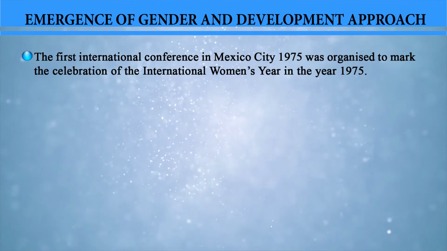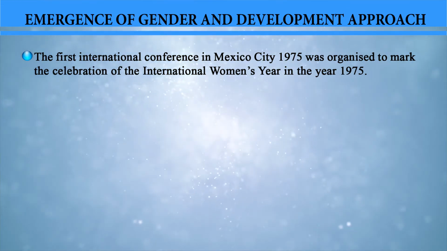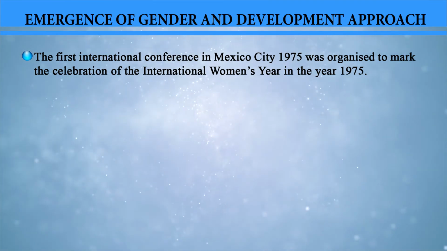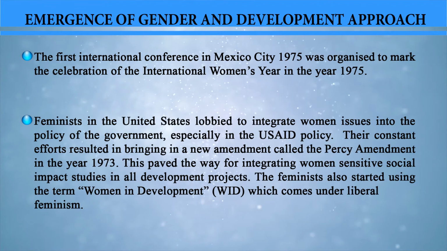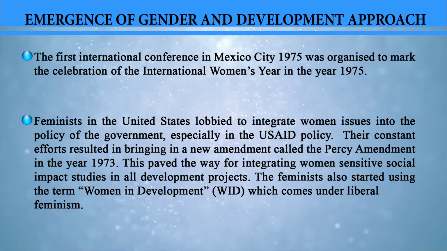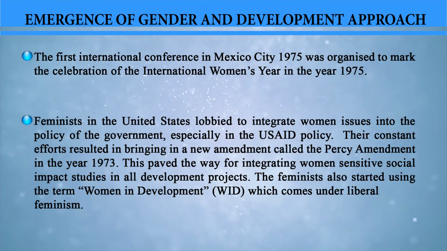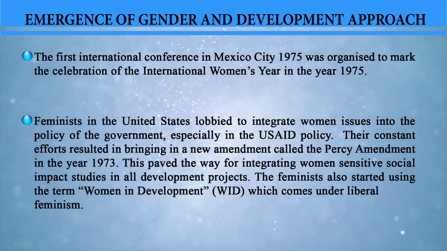the UN has organized four international conferences in Mexico City, Copenhagen, Nairobi and Beijing. The first international conference in Mexico was held in 1975 to mark the celebration of International Women's Year. At the same time, feminists in the United States lobbied to integrate women's issues into government policy, especially US aid policy. Their constant efforts resulted in a new amendment, called the Percy Amendment, in 1973. This paved the way for integrating women-sensitive social impact studies in all development projects.